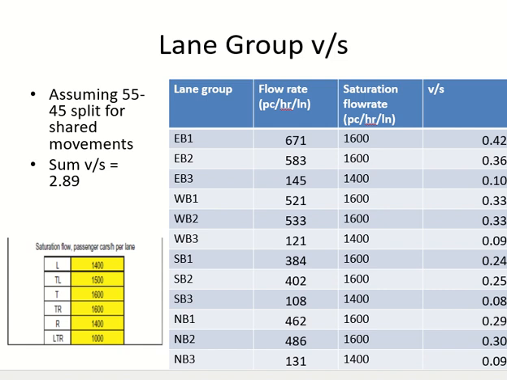Again, we can do the exercise. Add all of them together. When you add all of them together, you get more than 2. What does it mean? Obviously not okay. You cannot have one phase for each lane group. You cannot have this, so you have to merge them together.